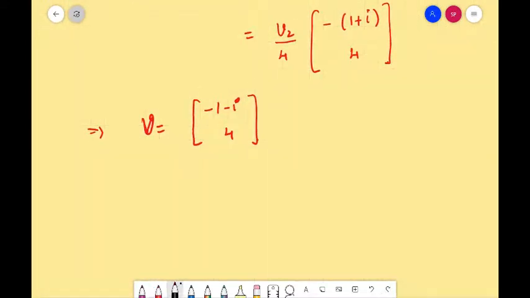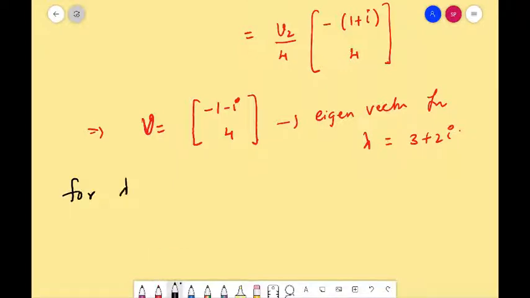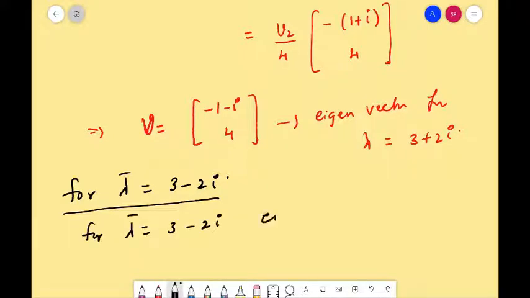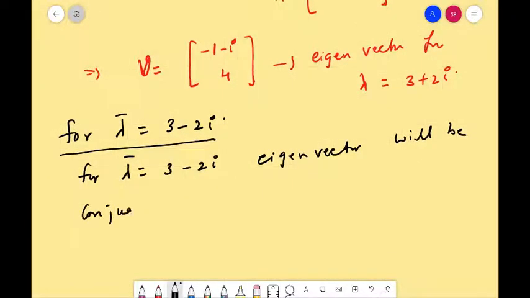This is the eigenvector for lambda is equal to 3 plus 2i. Now we don't need to find separately for lambda bar is equal to 3 minus 2i. We have written that for lambda bar is equal to 3 minus 2i, the eigenvector will be the conjugate of v, that is v bar.